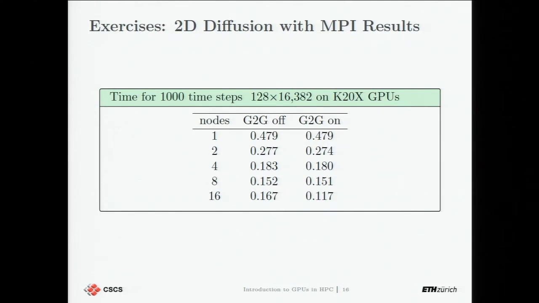But then at 16 nodes, the one without G2G communication gets a bit slower, whereas the one with G2G on managed to continue speeding up. It still wasn't like it was twice as fast. It stopped scaling here, because by the time we get down to 4, 8, or 16 nodes, the amount of work that we've got on each GPU is too small to really occupy the GPU, so we stop getting speedup.